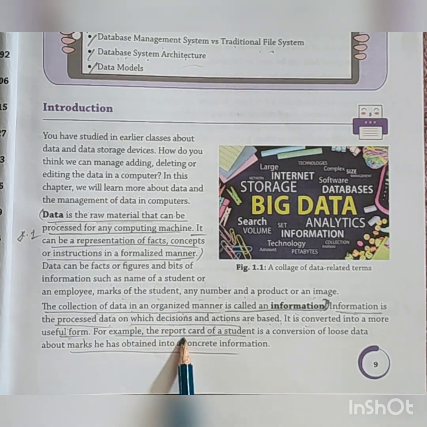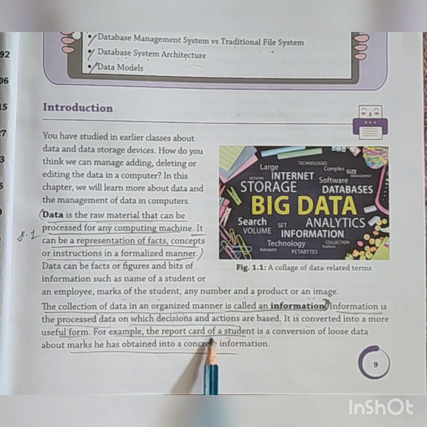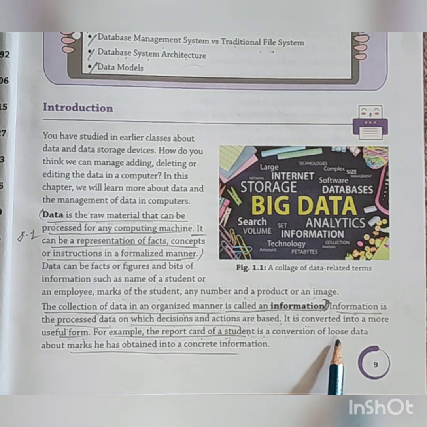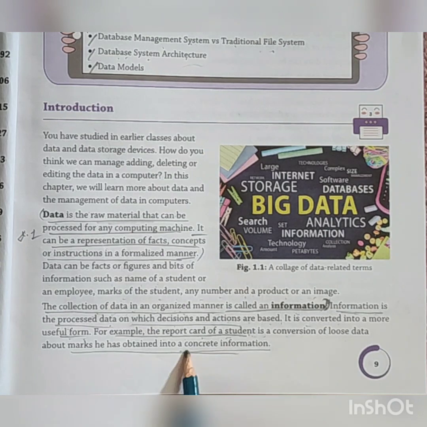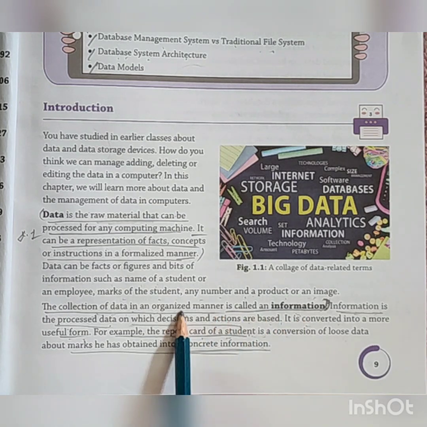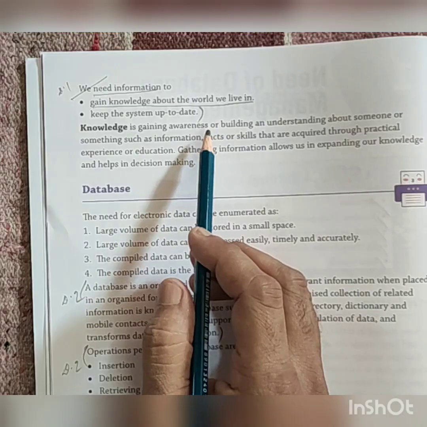For example, the report card of a student. You have seen preparation of a report card in our school. It is the information of that particular student, detailed: student's name, roll number, class, marks of the subjects he or she obtained, all this. So it's concrete information. Total information you are getting from that. So it is very important. Information is much more organized compared to data.